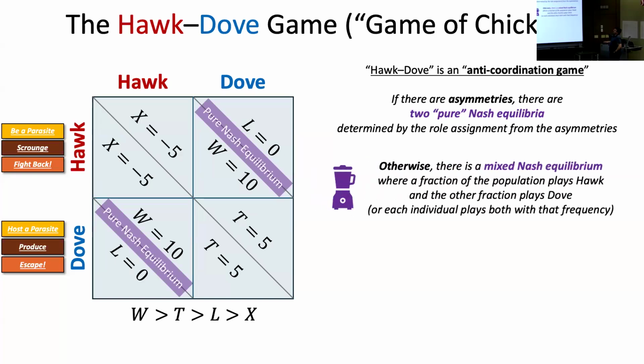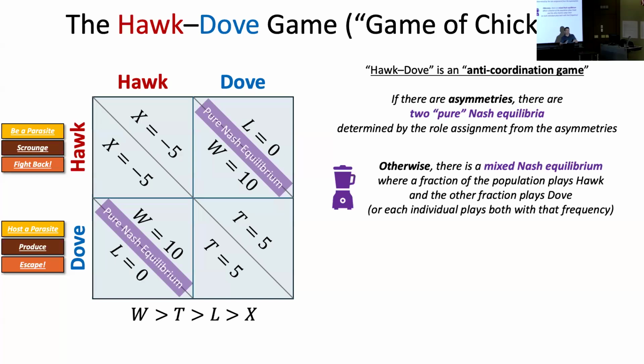So if there are asymmetries, then whoever gets to play hawk is determined by those asymmetries. In the stalk-eyed fly, whoever's got the bigger stalks gets to be the hawk. If it's your home range, you get to be the hawk. You've got the green light, you get to be the hawk. So whatever that asymmetry is determines who gets hawk and who gets dove.